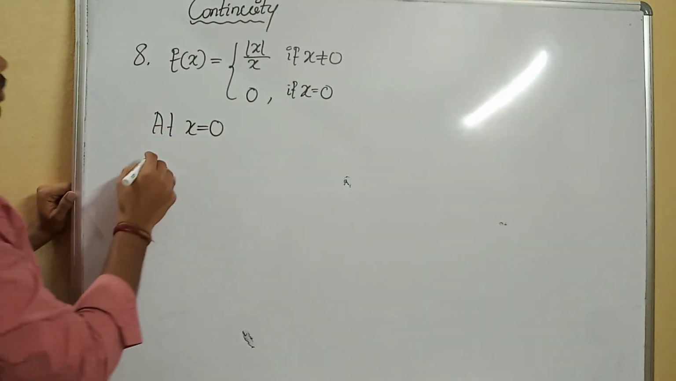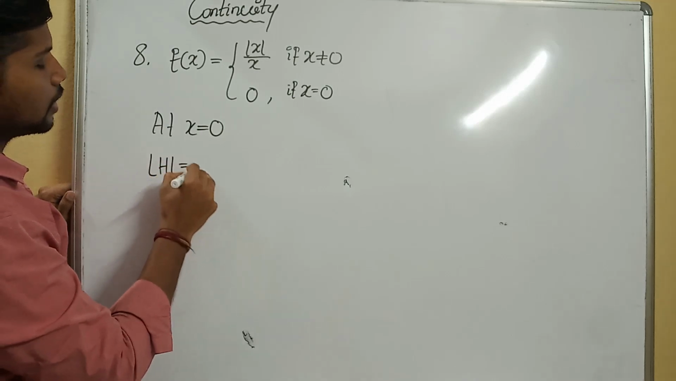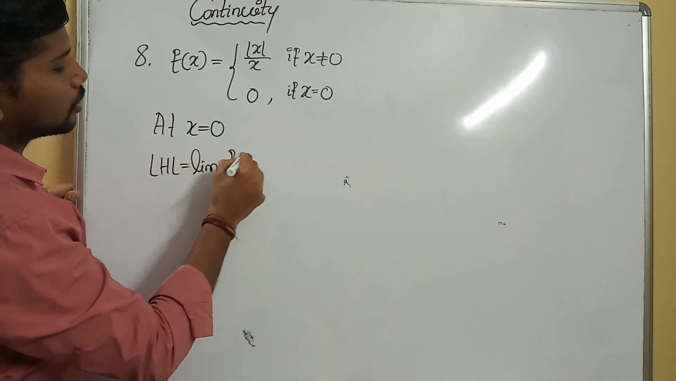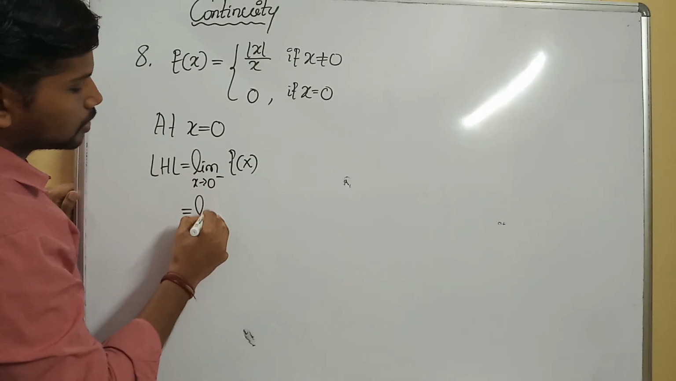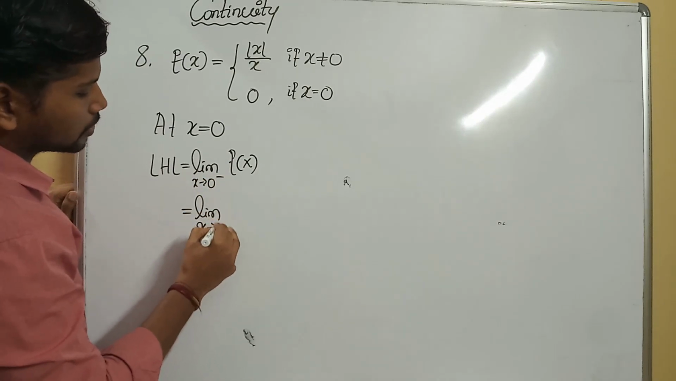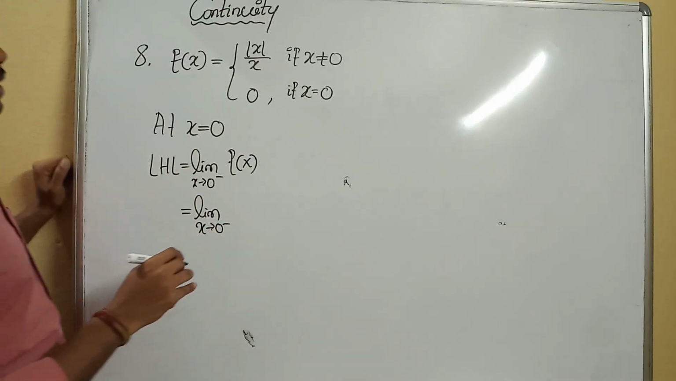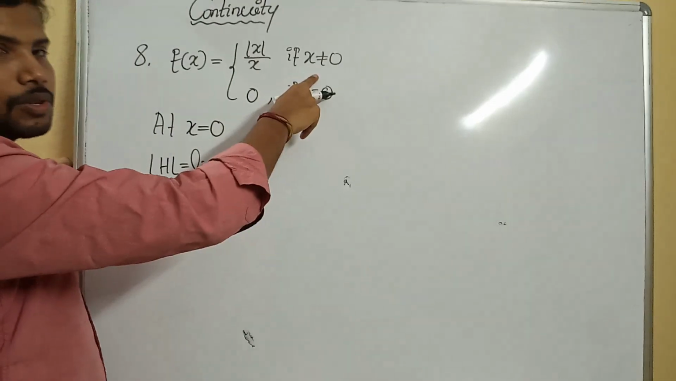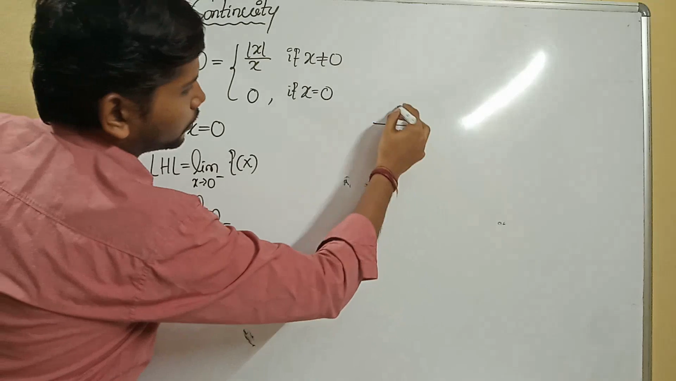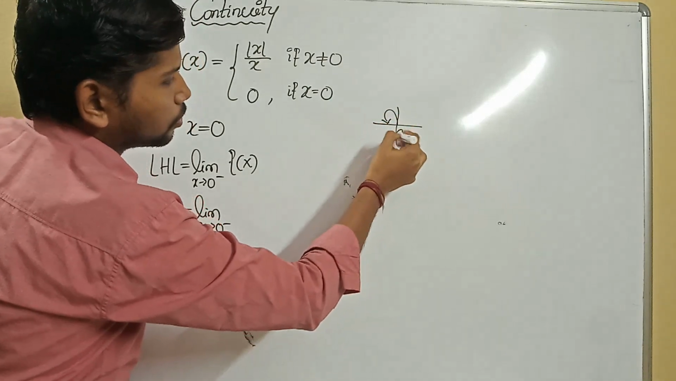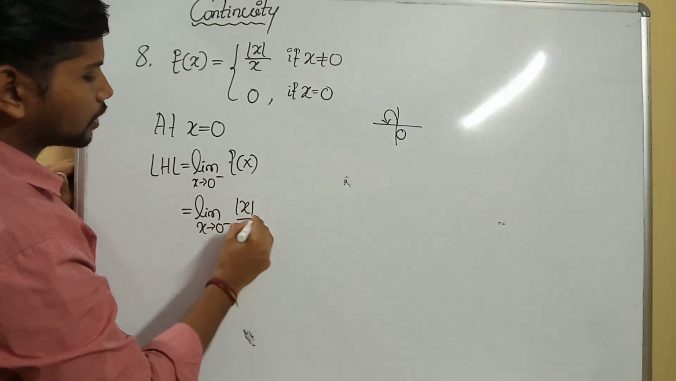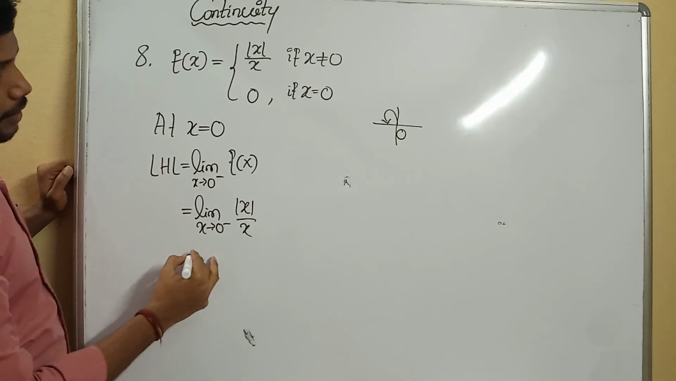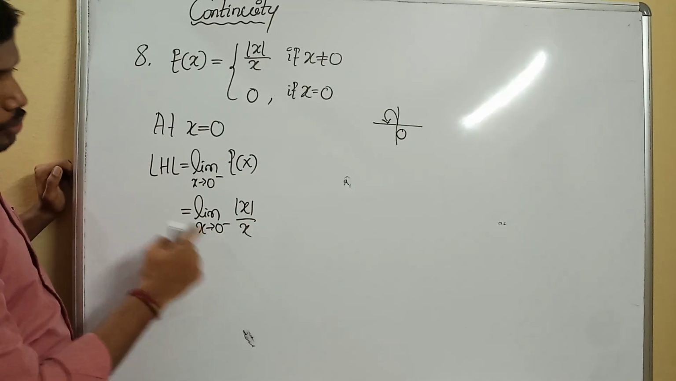Got the point? First of all, I'd like to define here LHL. What is LHL? Limit of f of x as x tends to 0 minus. What is the meaning of 0 minus? Concentrate on the board. Whenever you are observing the graph, 0 minus will be left of 0, which means it is not equal to 0. I need to select modulus of x by x. Then x tends to 0 minus.